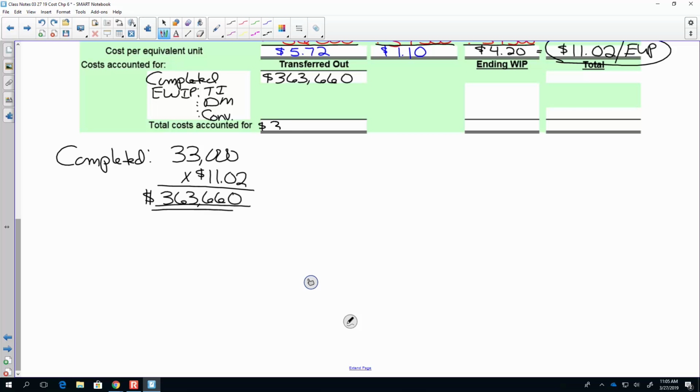It's kind of redundant, but I'm going to put them in all the 3 spots. I hope you have enough room on your sheet for this. I'm going to do transferred in, direct material, and conversion in. So 3 more multiplications, 3 more to do.